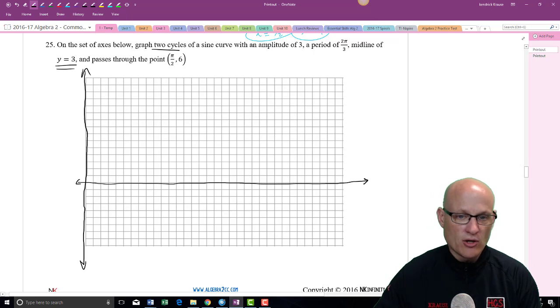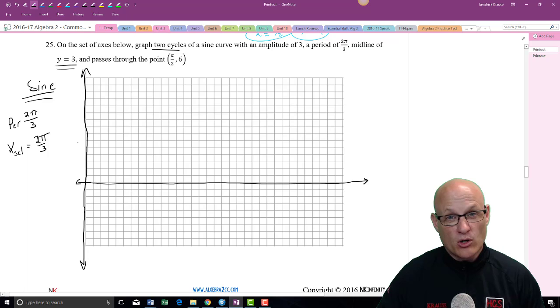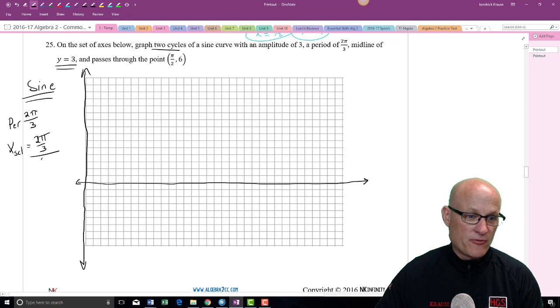All right. So let's see what we got. We're going to do a sine curve. We'll talk about that. We got our period. Period is equal to 2 pi over 3. So I'm going to do my x scale now. My x scale is 2 pi over 3. Now we divide by 4, and I'm going to show you why. Dividing by 4 is the same as multiplying by 1/4. So I get 2 pi over 12, or pi over 6.